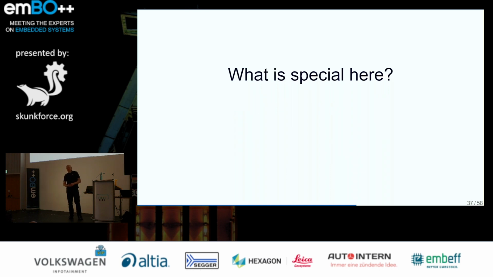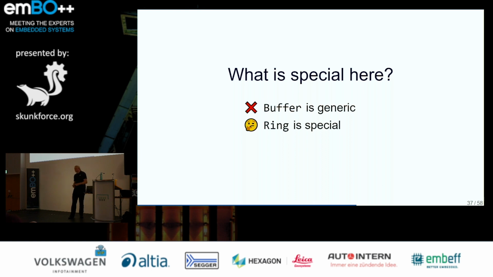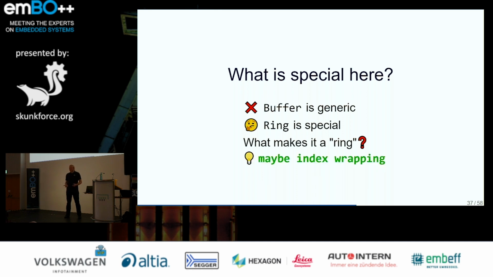So first, what is special? The buffer thing is not really special. A buffer is simple, it's just an array. But the ring part, that is the special thing. So then we can ask the question, what makes it ring? And of course, that's the wrapping of the indices. That makes it a ring buffer. Everything else is just a buffer. Okay, let's remember that and continue with the next question.